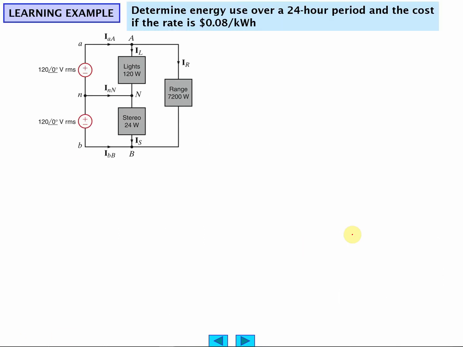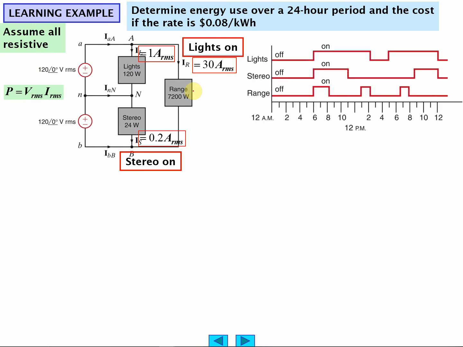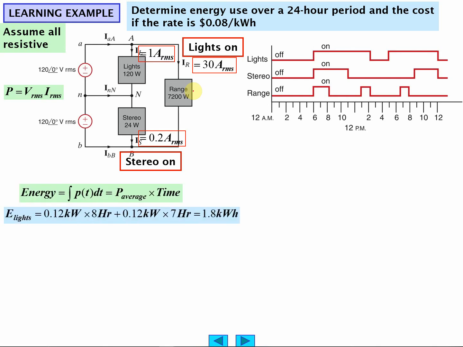Okay, here's the situation. What's the energy use at the rate? And this should be pretty easy. So you're just adding up wattage. This is not an issue. How many amperes total are being drawn, and here's the graph of when everything's on. Okay.